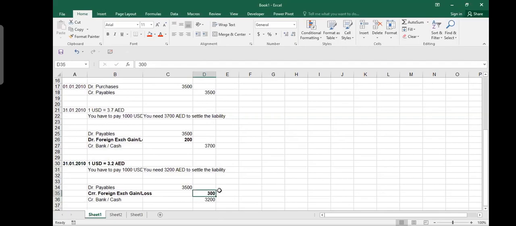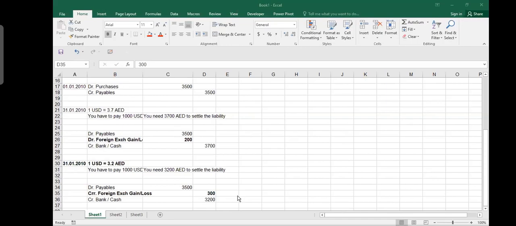So with foreign exchange transactions, between the date when you receive the invoice and the date when you pay the invoice, there is always a change in the exchange rate, and that change would cause you to pay less or pay more in the local currency. Those are your exchange gains and losses, which you take to other comprehensive income. Am I clear? Yes, sir.